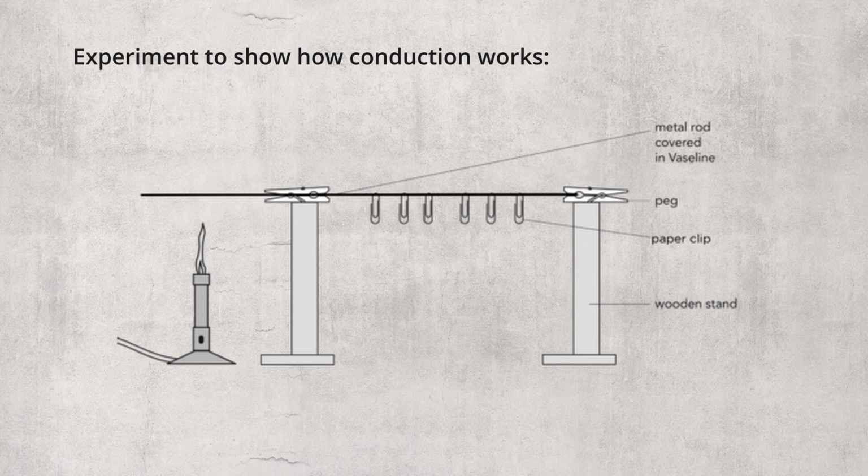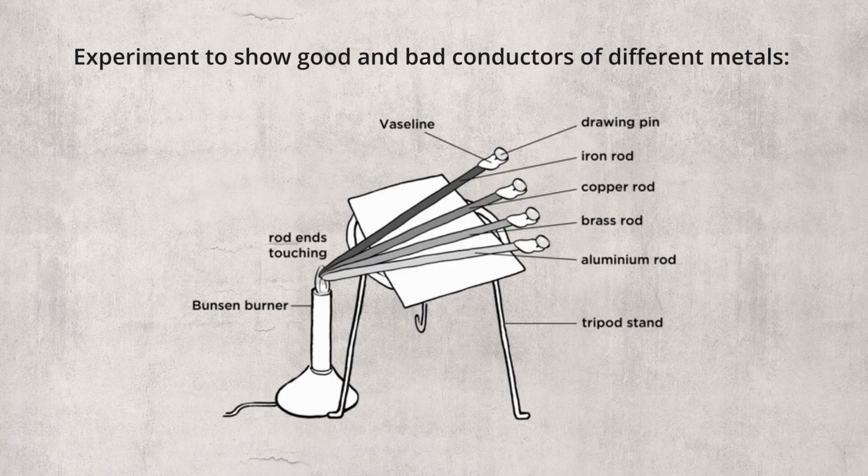To look at the conductivity of different metals, we can place different metals of the same length next to each other connected to the same heat source. A drawing pin will be attached with Vaseline at the same length on the other side of the rod.